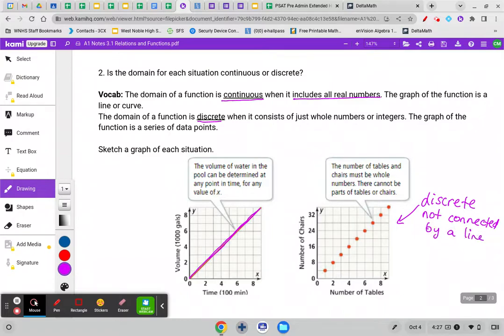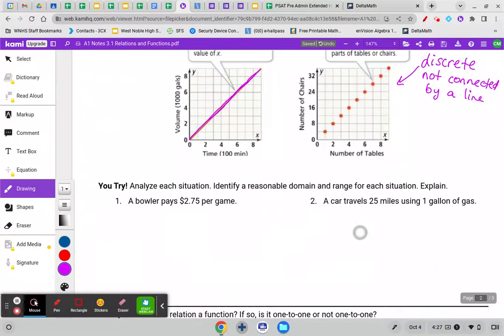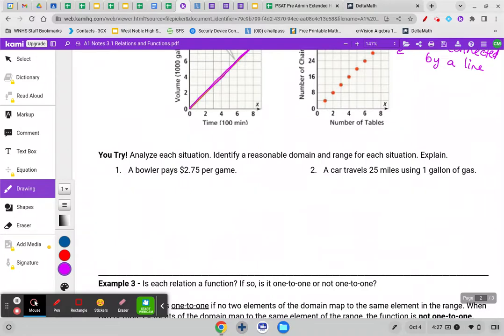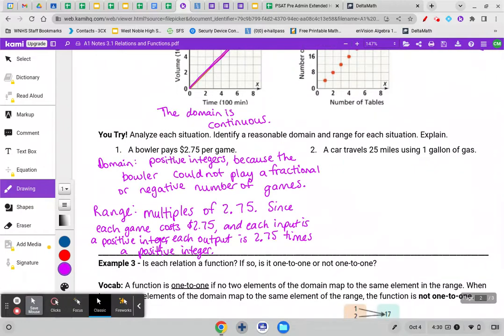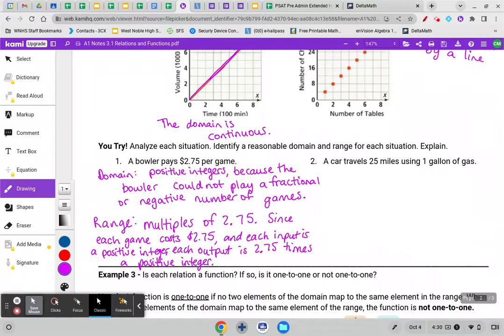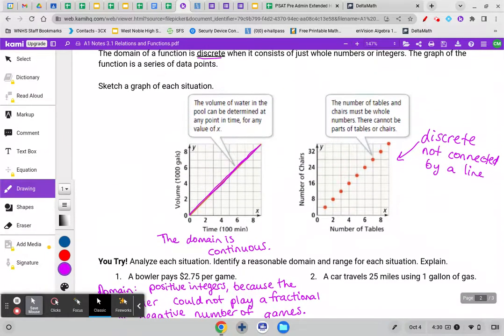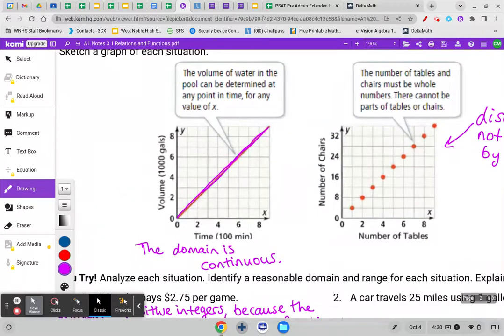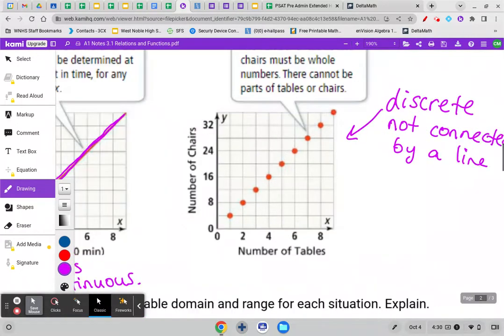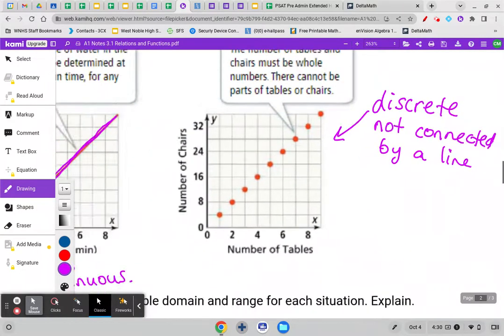So this makes it discrete versus continuous, where it is just a line or a curve. So analyze each situation, identify a reasonable domain and range for each situation, and then explain. So you guys try that one on your own. All right, hopefully you tried this one on your own. I will say up here really quick before we move on that this first one is continuous. I want to make that definitely clear, while this one is definitely discrete.